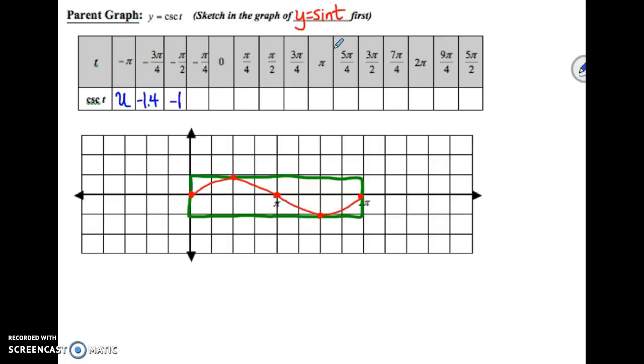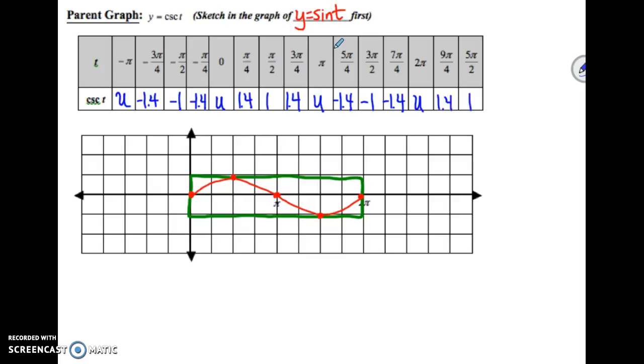So this one is negative 1, negative 1.4, undefined, positive 1.4, positive 1, positive 1.4, undefined, negative 1.4, negative 1, negative 1.4, undefined, positive 1.4, positive 1, so on and so forth.